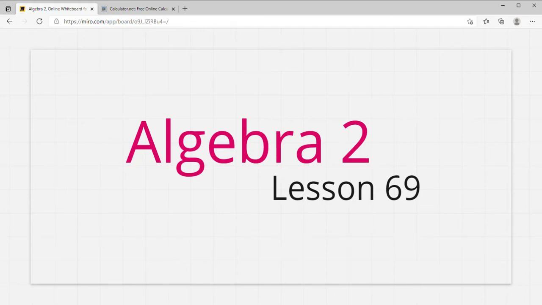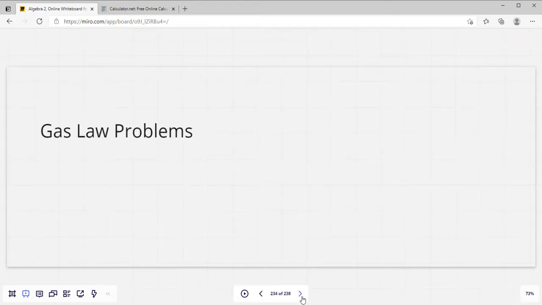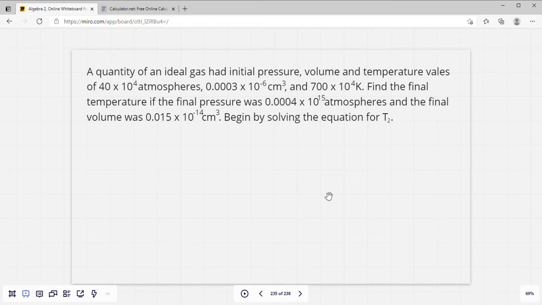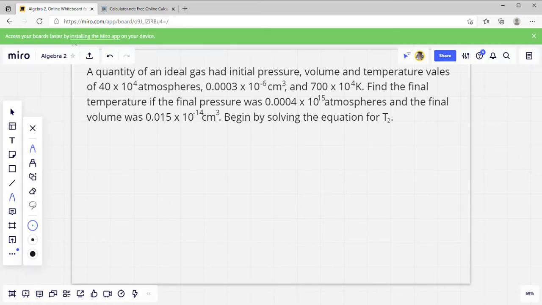This is Algebra 2, Lesson 69, and this lesson covers ideal gas law problems. I know we've already done these, but these are the same problems in a form that's a little bit different, and we're going to solve them a little bit differently. A quantity of ideal gas has an initial pressure, volume, and temperature of blah, blah, blah. Find the final temperature if the final pressure is blah, blah, blah, and the final volume is blah, blah, blah.